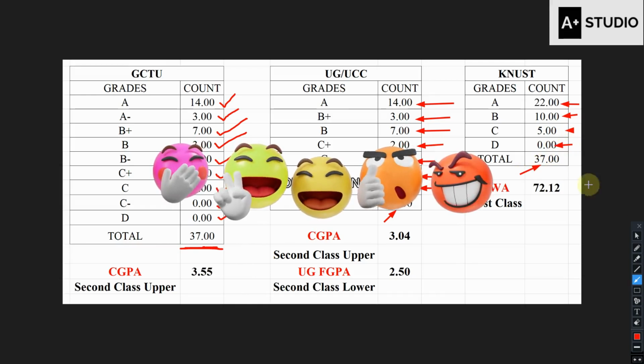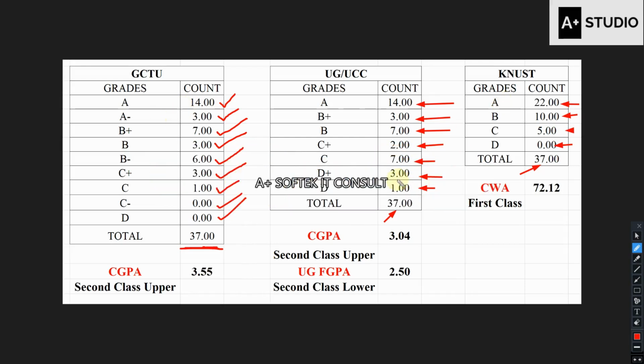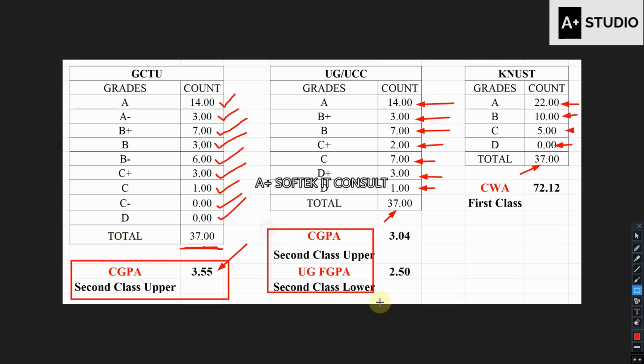I know what you are thinking. You are thinking that no, the CGPAs are bullying the CWA. But let's look at this. Have a look at this side. At the end of the whole years of this particular student, this student has a CGPA of 3.55 at GCTU, and that same student has a CGPA of 3.04 in the University of Ghana and also UCC. And then at KNUST, with the FGPA, that same student has 2.50.